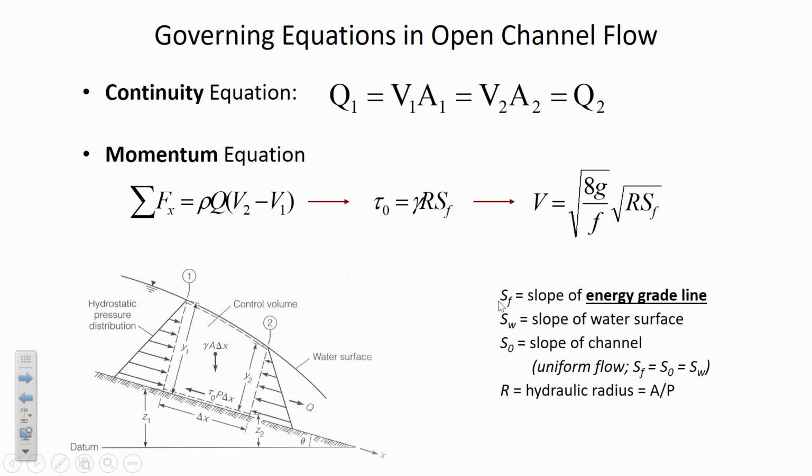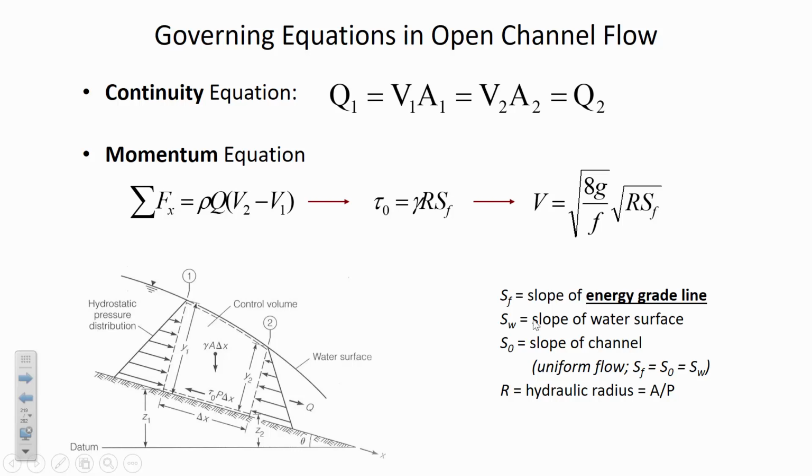S sub F is the slope of the energy grade line. And you may remember that in pipe flow, energy grade line was the hydraulic grade line plus the velocity head. So EGL is the pressure head plus the elevation head plus the velocity head. That's EGL. And so in open channel flow, the EGL is this imaginary line that's above the water surface. And how high it is above the water surface depends on the velocity head.